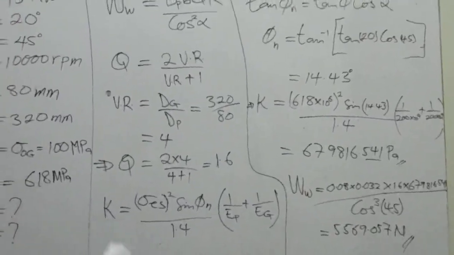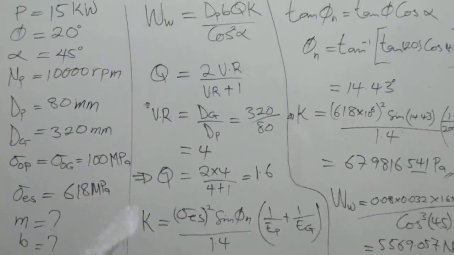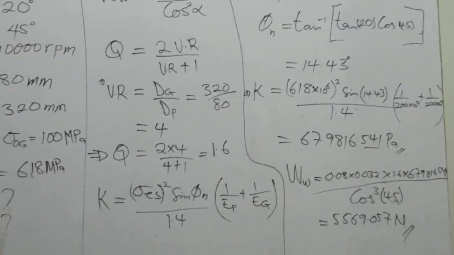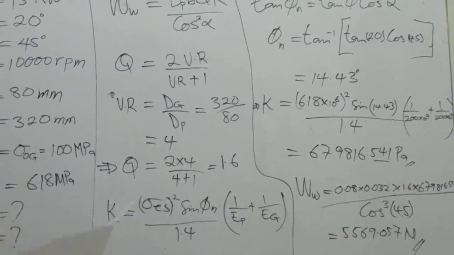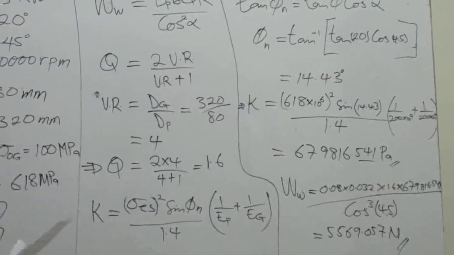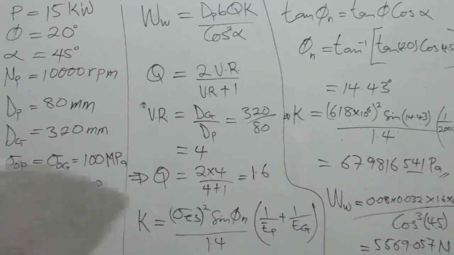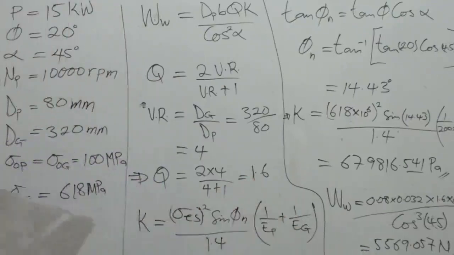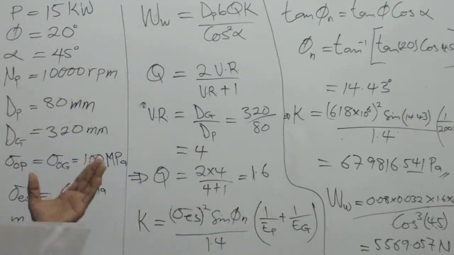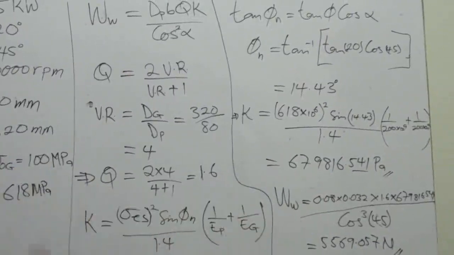Having obtained the wear load, we can determine whether this design is satisfactory or not. We can say that it's satisfactory because the wear load that we obtain is greater than the transmitted load. Remember that the transmitted load is equal to 358.099. When you compare it to this value here, you will see that this value is greater. So because the load which we are transmitting is far less than this value, it means that our design is safe with regards to wear.